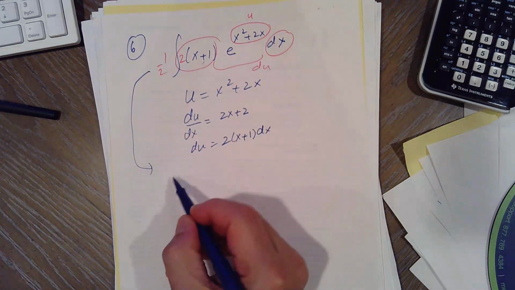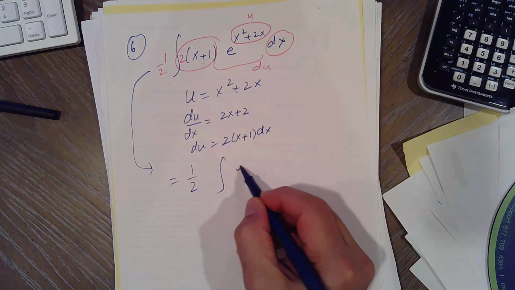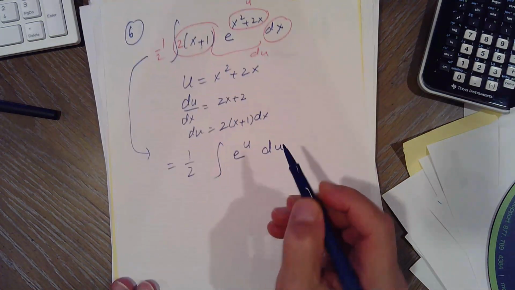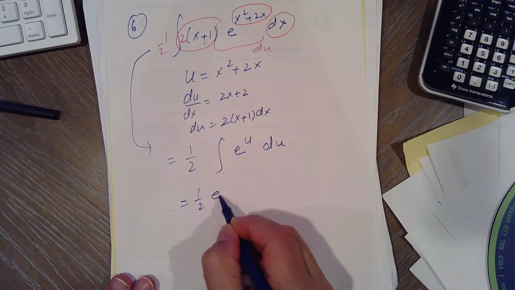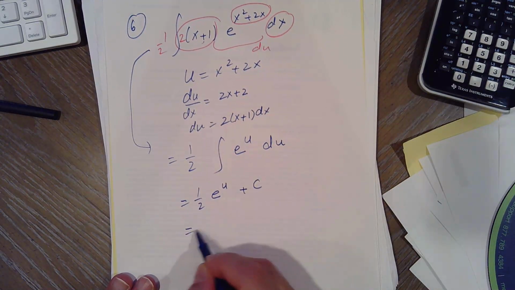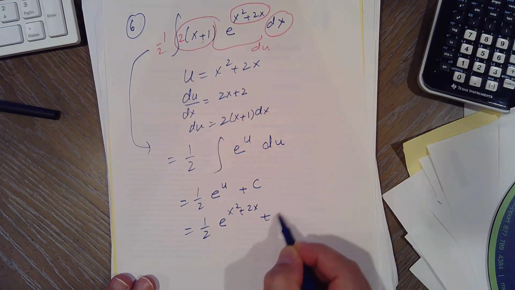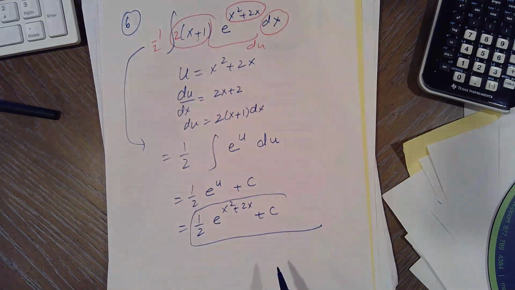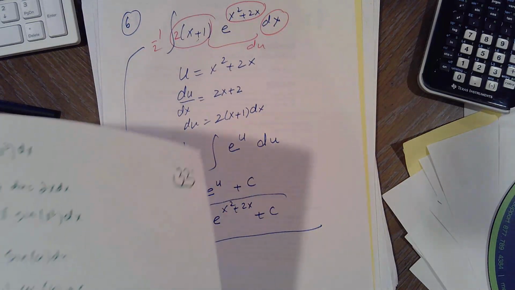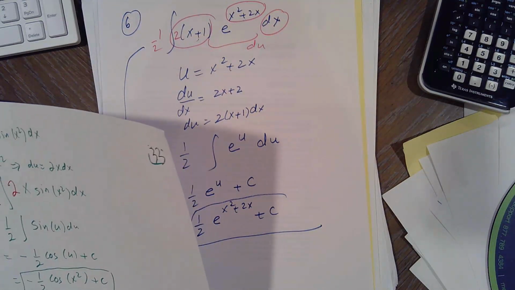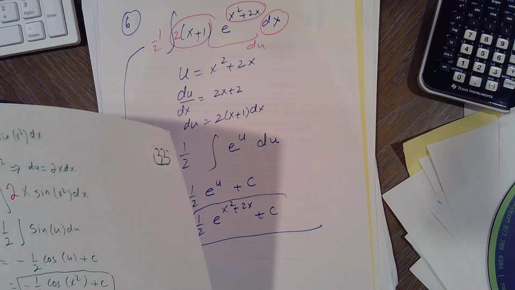So I would have 1/2 times the integral of e to the u du. The integral of e to the u is e to the u plus c. So e to the x squared plus 2x plus c. Okay, a lot of applications.